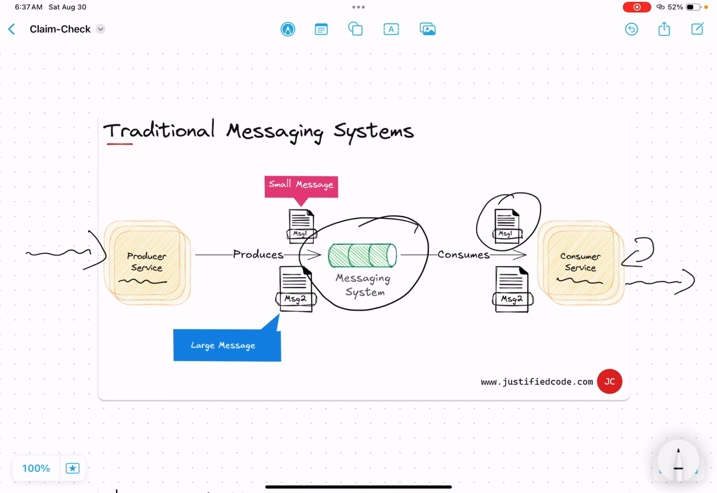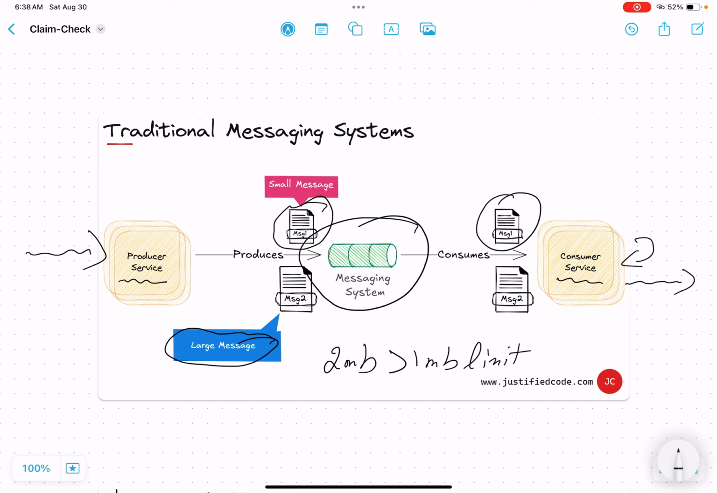What happens usually is that in normal cases, small messages are processed well, but whenever a large message enters into play, a producing service sends you a message, let's say, with a 2 megabyte size exceeding the 1 megabyte limit imposed by the message broker. That's where the problem starts to cascade.